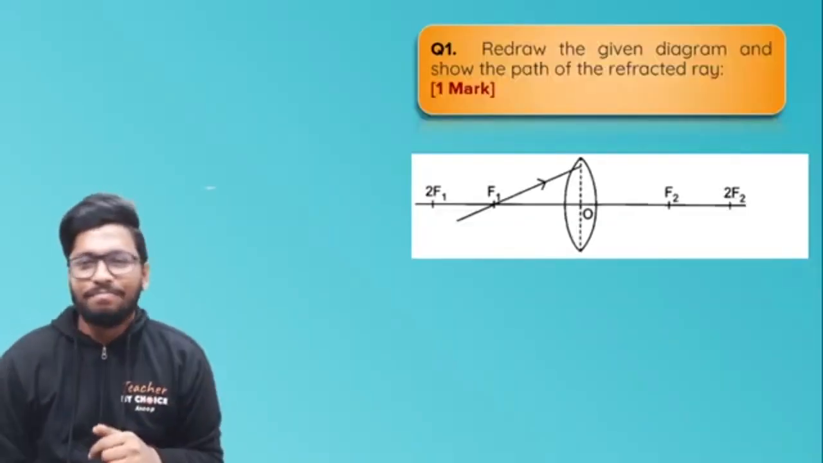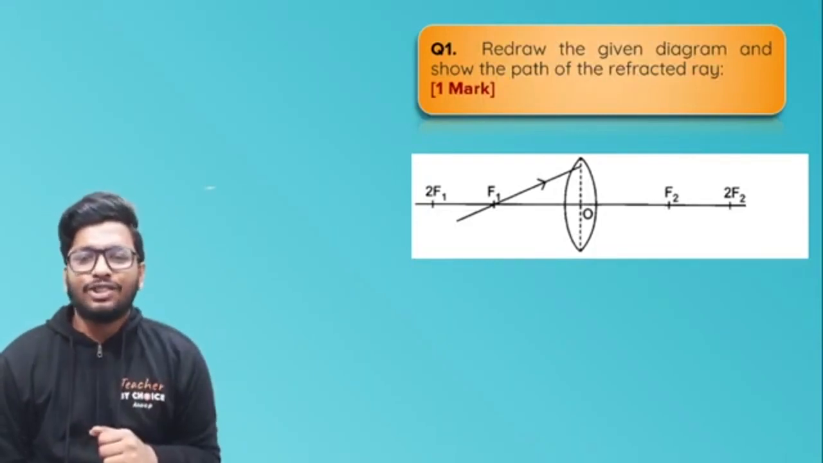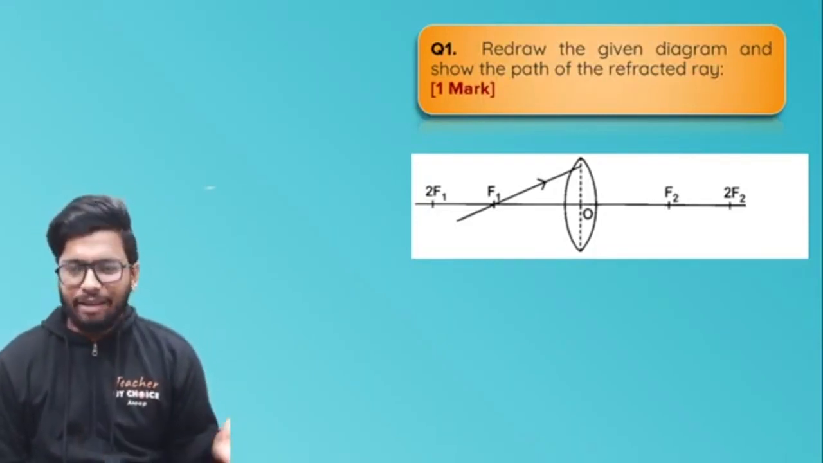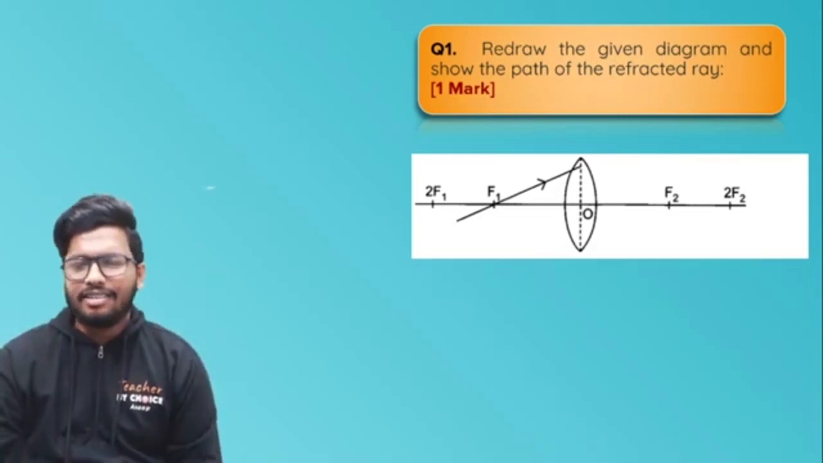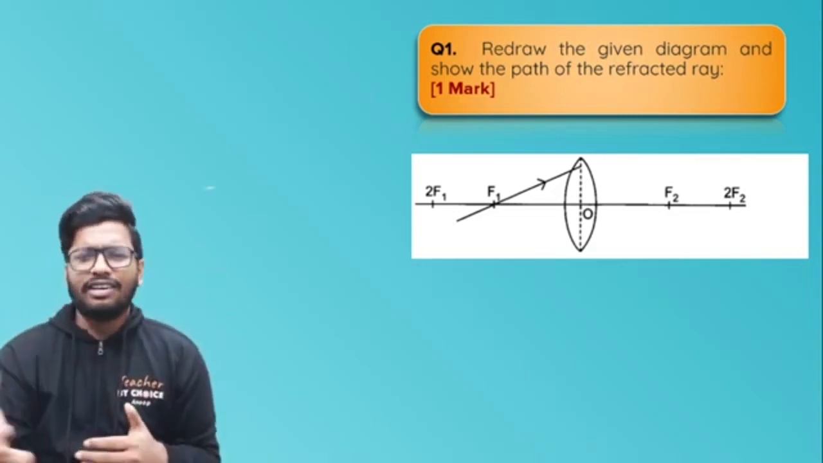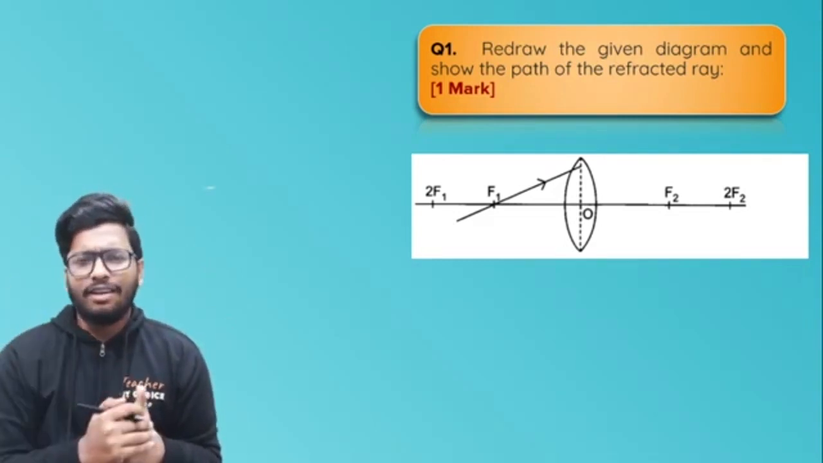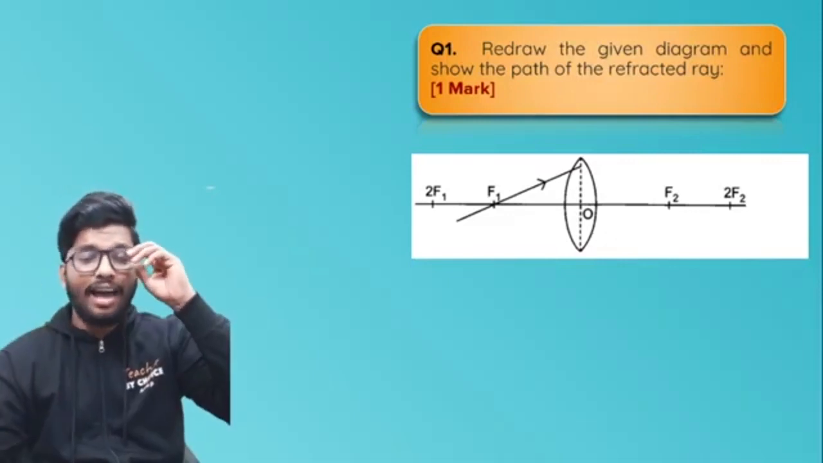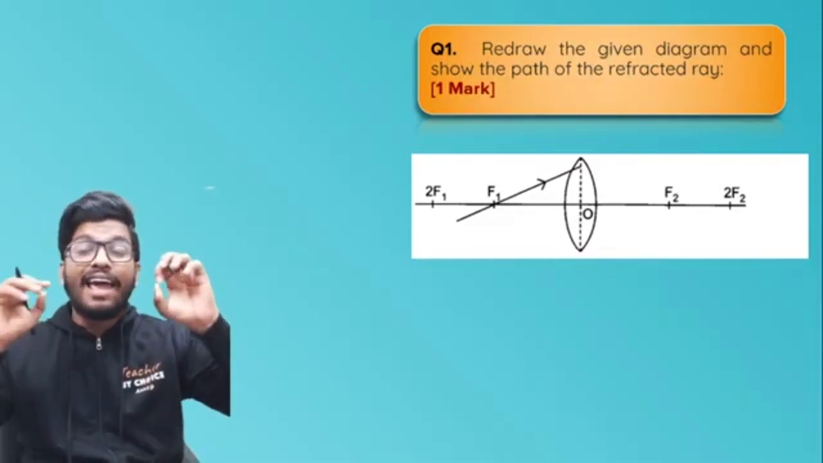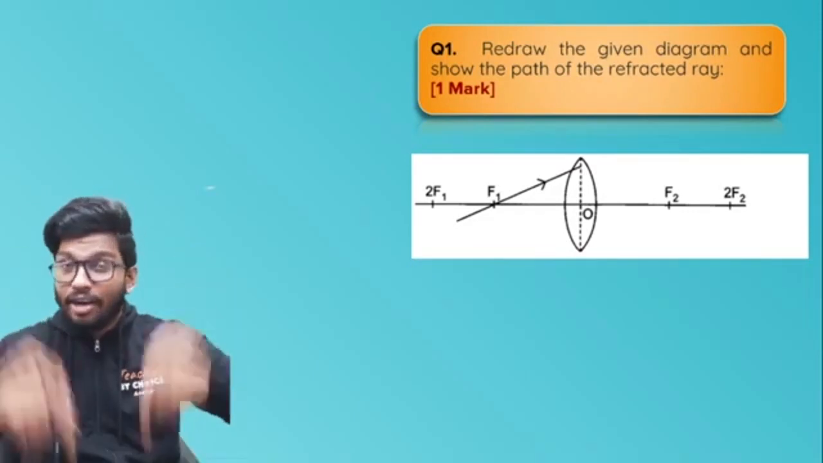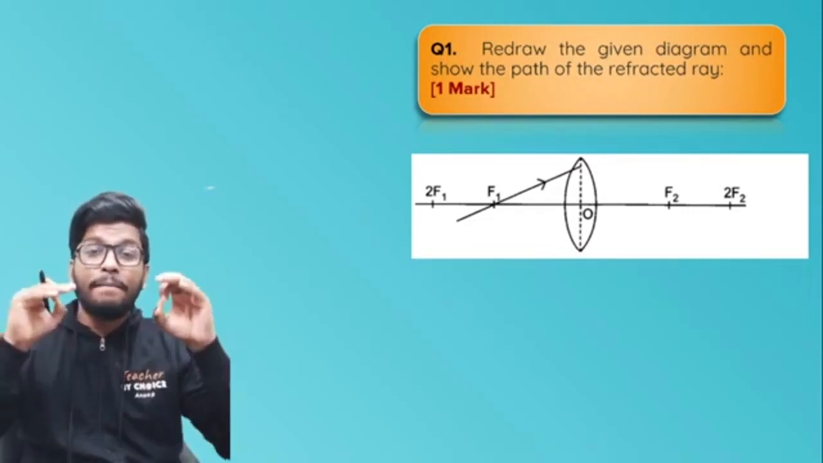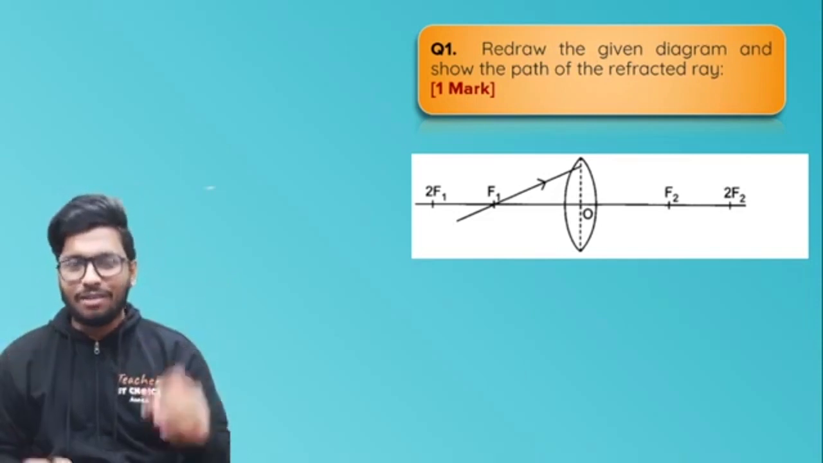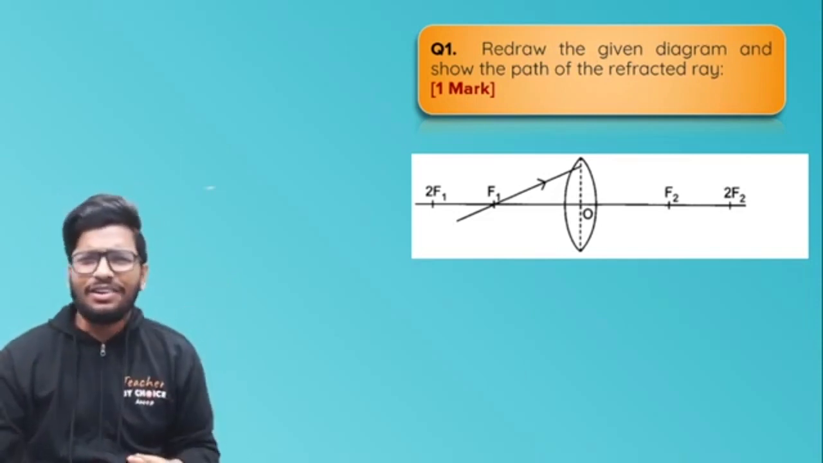The first question. Redraw the given diagram and show the path of the refracted ray. So you see that it's a convex lens. You're supposed to find out what is going to happen to this ray of light that is passing through the focus, and after refraction, what do you think would happen to this ray of light? Now I want everyone to solve it. Put it in the comment section below if you have to, but make sure that you do it with me. Alright, the answer, I think you guys already know about it.